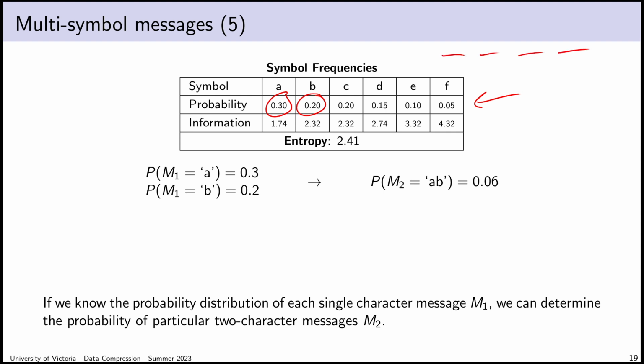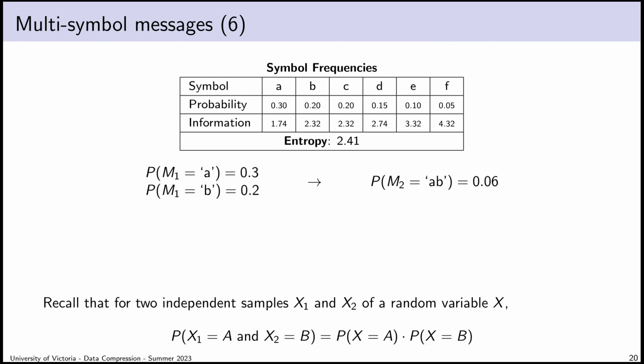and that if I look at the various elements of the sequence, they're all independent from each other, so the probability of the next character being a B doesn't change based on the previous character being an A, if I have all of those properties, then I actually can figure out the probability of seeing a particular two-character sequence. So if the probabilities of a message of length 1, which is A or B, are these two values, 0.3, 0.2, then the probability of seeing an A followed by a B is just the product of these two probabilities, 0.3 times 0.2.